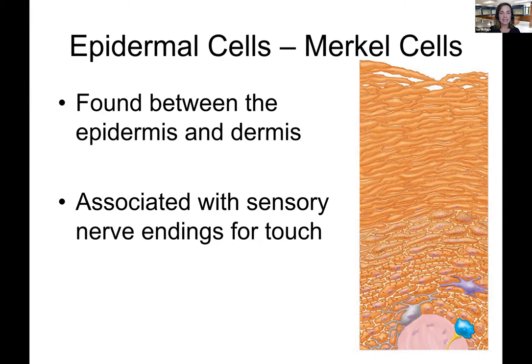And then the last kind of cell is called a Merkel cell, and that is this guy right here. Merkel cells are going to pick up light touch, but notice that it is connecting to this yellow structure right here. That yellow structure is a nerve ending. So Merkel cells are always associated with nerve endings, and they're keeping the nerve nice and healthy. So they're picking up light touch, but they're also helping to make sure that nerve stays nice and healthy.